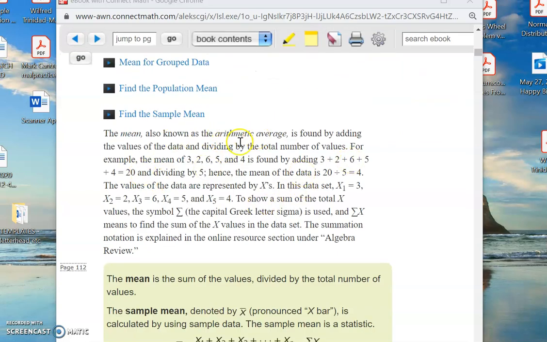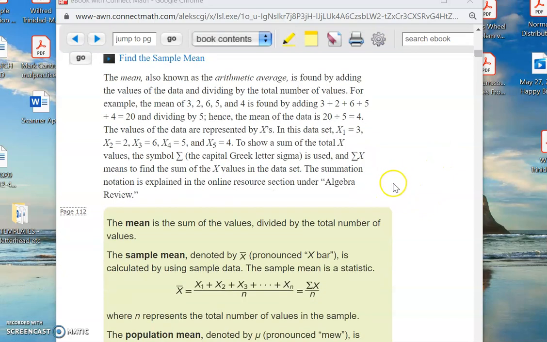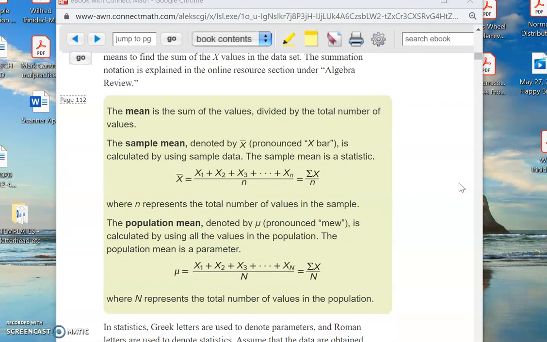So we're going to talk about the mean. That's also known as the arithmetic average. You've done this before, I'm sure. You add the values of the data points, and then you divide by the total number of values. Okay. All right. So I'll let you read the example there. I'm hoping you've seen this before. Okay. Now we've got to get this nomenclature straight.